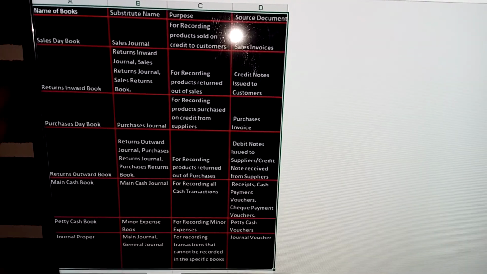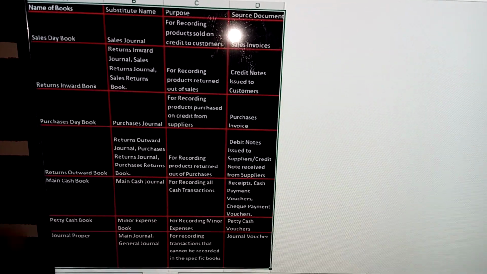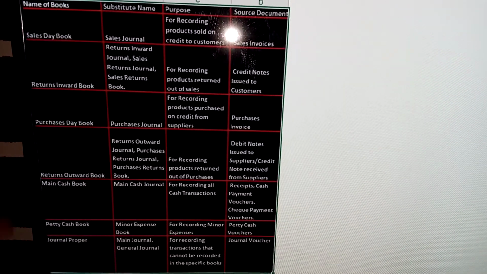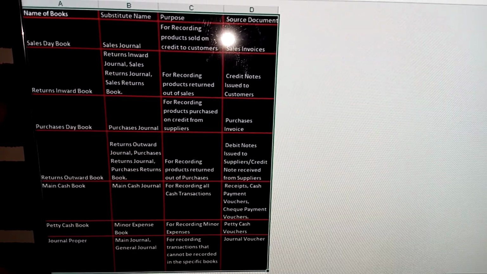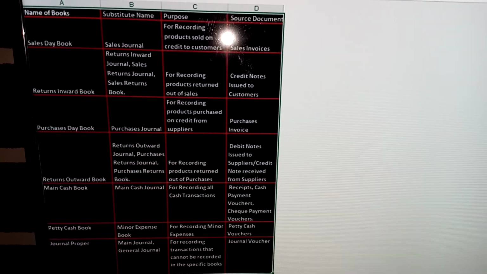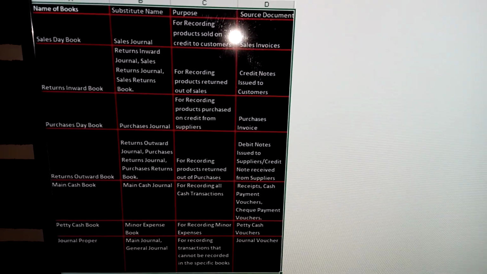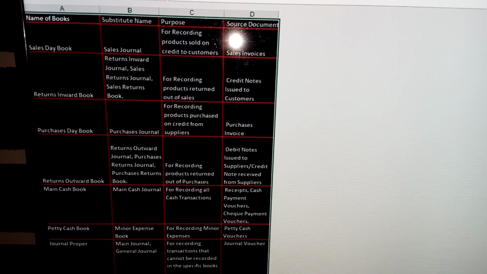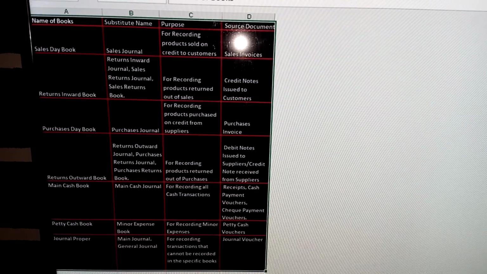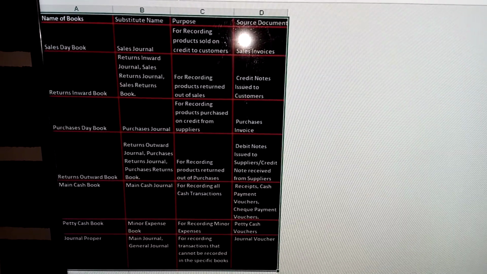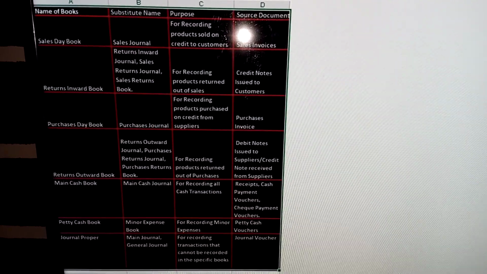That's the name of the books, their substitute names, other names, the purpose of the book, and their connected source documents. You should be able to know this. So when you hear sales invoice, you should know the book that you're going to use to prepare it. The information in the sales invoice will help you to prepare it.